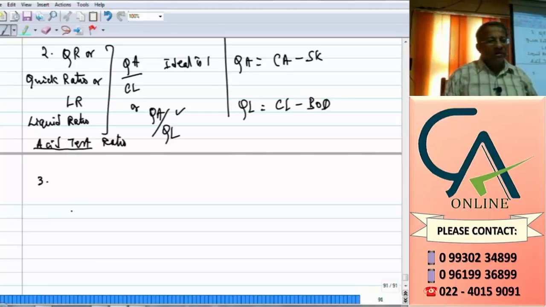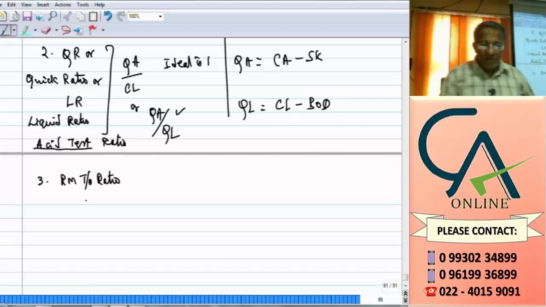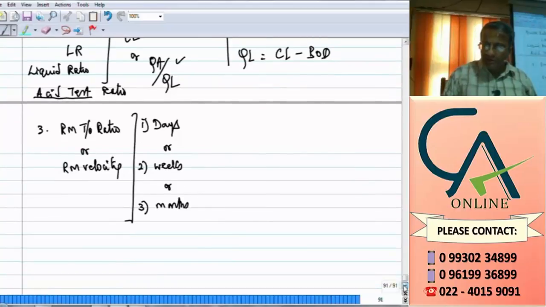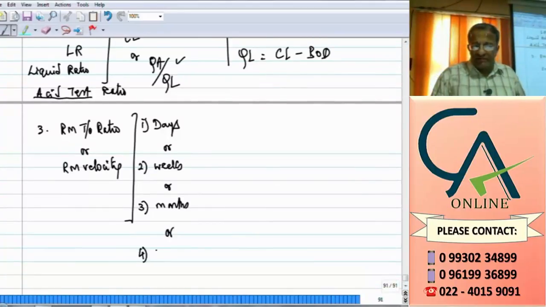Next, in the case of current assets you have the raw material turnover ratio, or raw material velocity. You may call it by different names. This can be expressed in different ways: you can express it in terms of days or weeks or months or times.